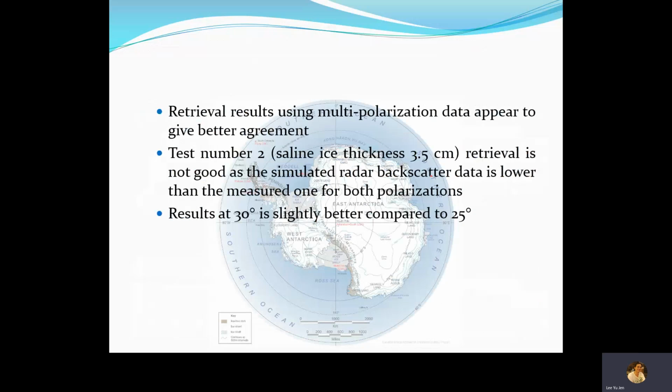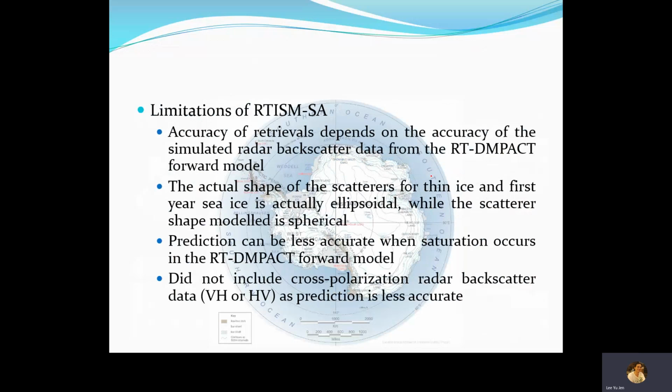Now test number 2, which corresponds to saline ice thickness 3.5 centimeters, is not as good as the other cases, as I mentioned earlier, because the calculated radar backscatter data from the forward model is lower compared to the measured radar backscatter data reported in the paper. Lastly, the results at 30 degrees appear to give a better result compared to 25 degrees.